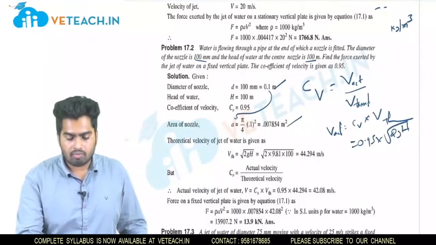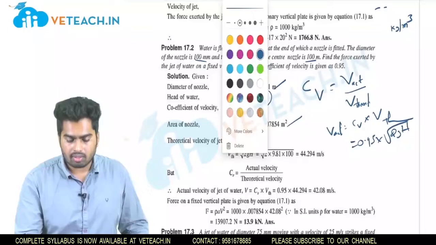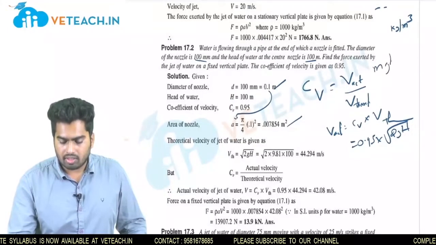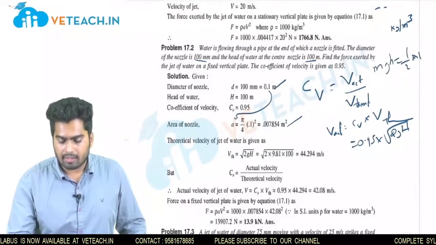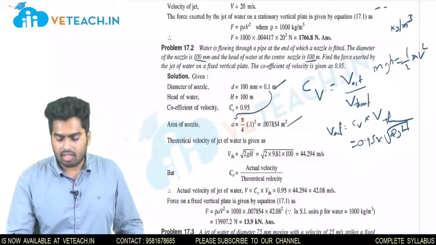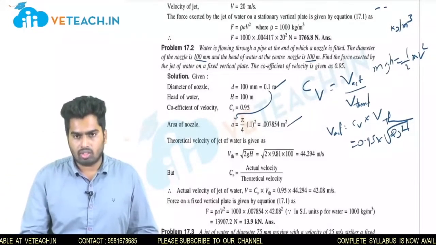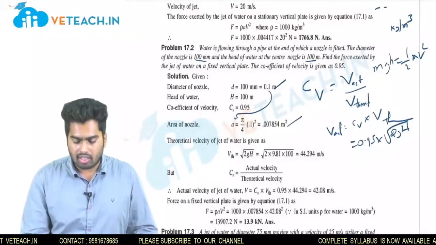How did this root 2gh come? If we remember the formula, potential energy mgh is equal to half mv square. If I substitute this, we will get V as root 2gh. So V actual is equal to 0.95 into root 2gh, and we will get the actual velocity.